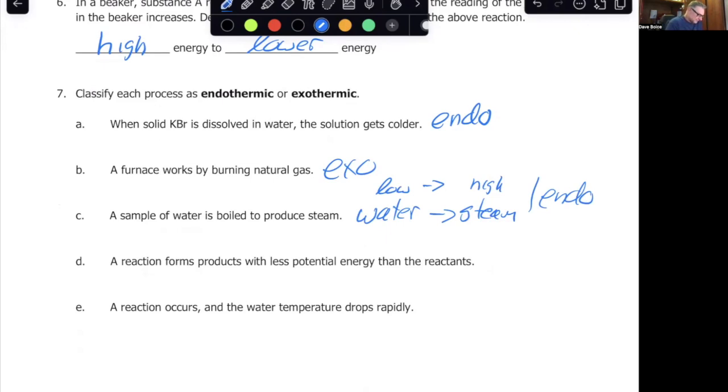Okay, a reaction forms products with less potential energy than the reactants. So, in other words, a reaction lost energy. It went from having more energy to less energy. So, this would be exothermic. And a reaction occurs and the water temperature drops rapidly. We kind of already talked about this. If the water temperature is dropping, that's because the reaction is taking energy away from it. And this is endothermic.